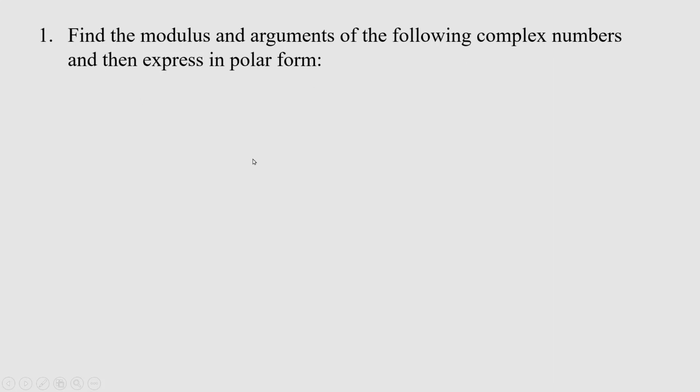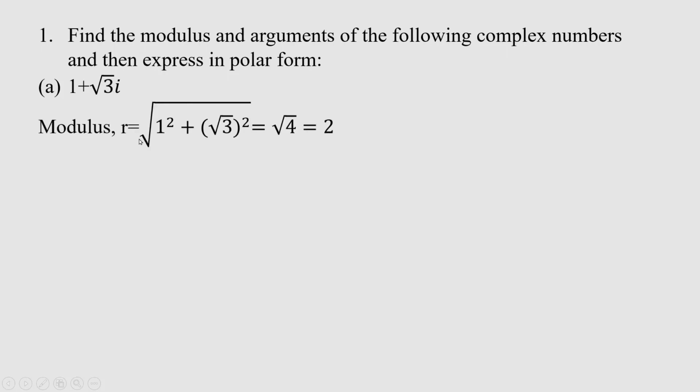Now problem 1 of exercise 3: find the modulus and argument of the following complex number and express in polar form. Given problem A, 1 plus root 3i. Here x is 1 and y is root 3. So modulus r is equal to square root of x square plus y square. So here 1 square plus root 3 square, and you get 1 and 3. Adding 3 and 1 you get 4, and the square root of 4 is equal to 2.